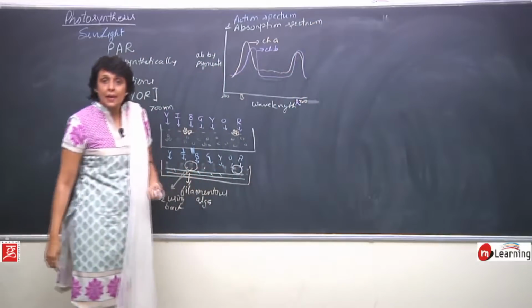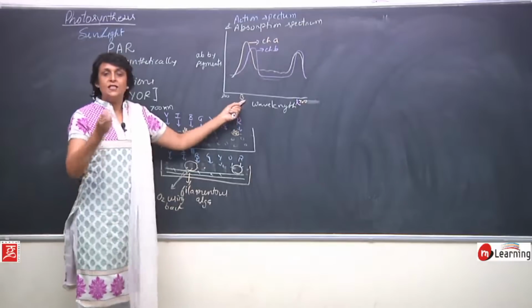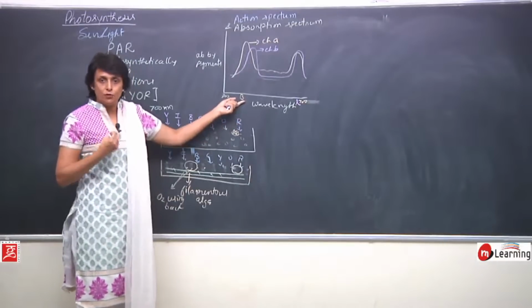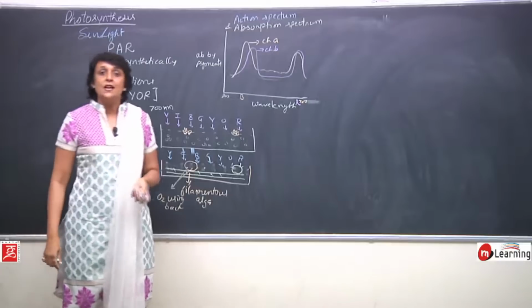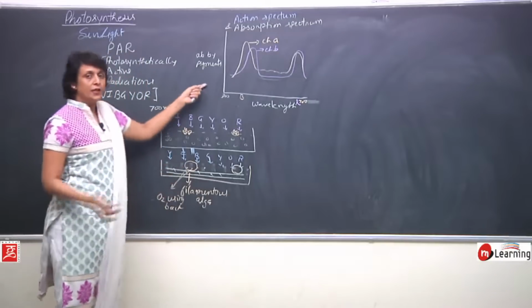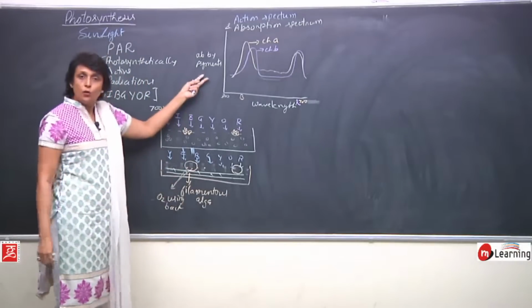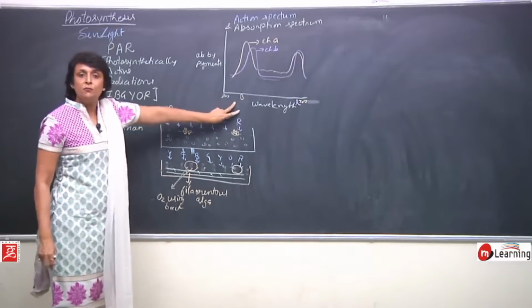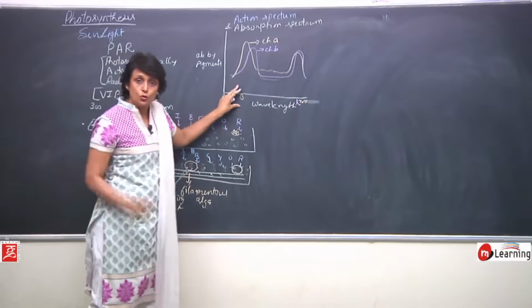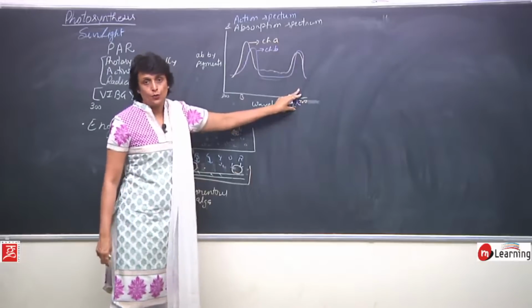Are going to be the same. Reason: the place where that particular wavelength is absorbed is the same area where maximum photosynthesis is reported. So action and absorption spectrum can be overlapped. They are exactly the same in terms of wavelength. Maximum photosynthesis takes place in the blue zone and in the red zone.